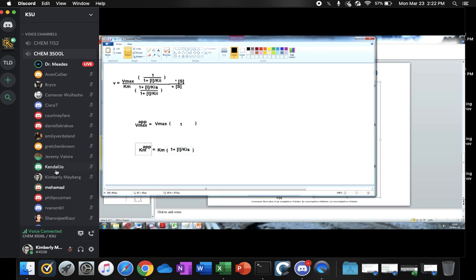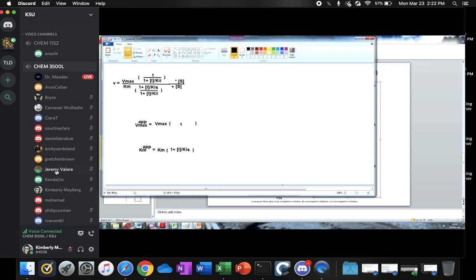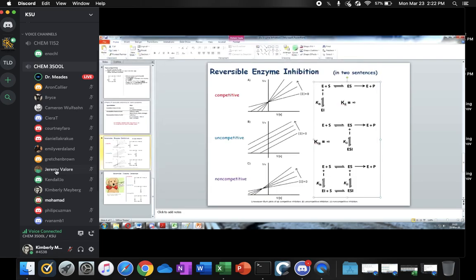What does Km apparent equal? If I multiply Km by that factor, it will be a larger number, right? It gets bigger. So let's go look at our data and see if that's true.